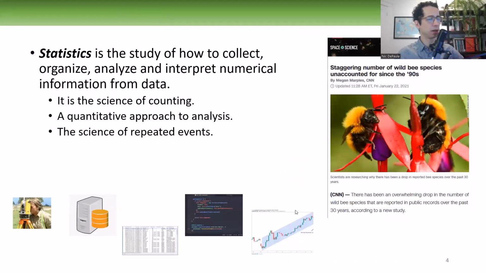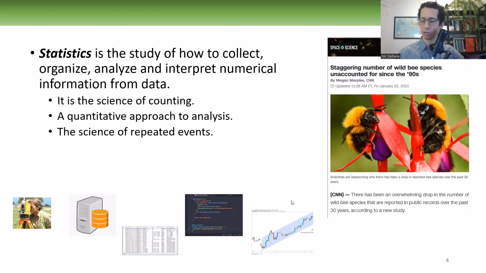So let's begin with a definition of statistics. Statistics is the study of how to collect, organize, analyze, and interpret numerical information from data. So there is a quantitative component of statistics. It's thought of as a kind of quantitative analysis, but statistics does involve also the use of categorical information. I call it the science of counting, or a quantitative approach to analysis, or the science of repeated events.